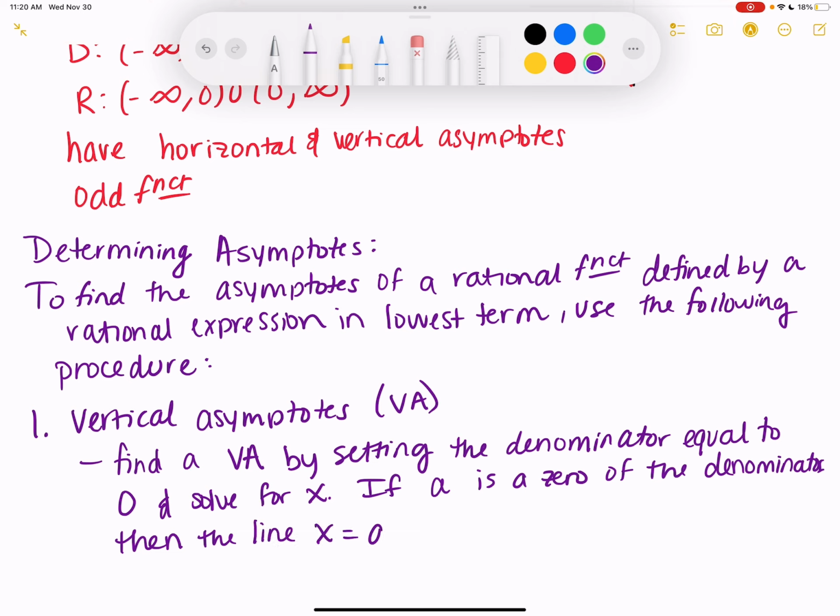then the line x equals a is a vertical asymptote. So asymptotes are always written as an equation of a line.